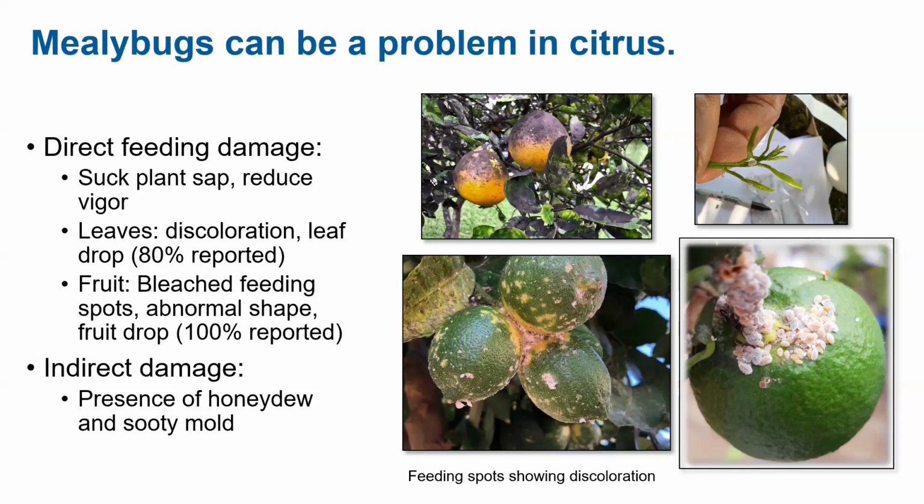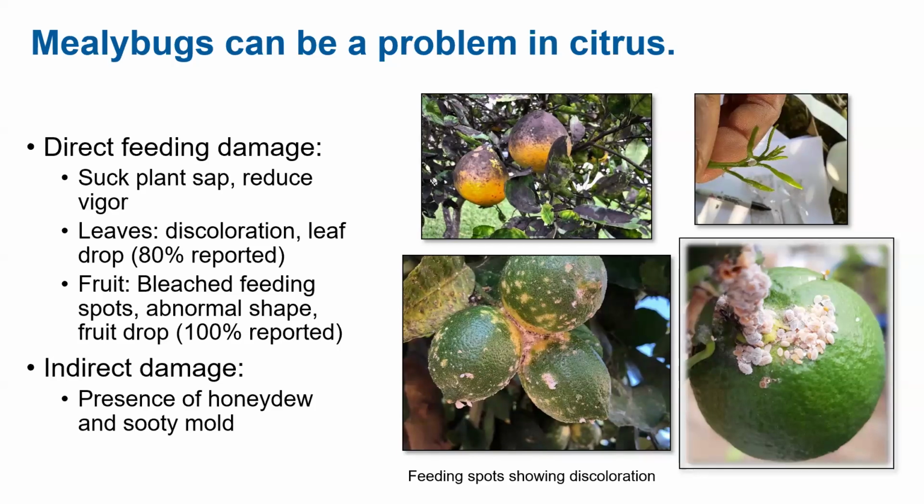They feed on all parts of the plant. They feed on leaves, twigs, branches, fruit, etc. On leaves, their feeding can cause discoloration, bleaching spots, and leaf drop; up to 80% has been reported in some countries. On fruit, their feeding would cause bleached spots, as you can see on the photo for lemon here. And their feeding can also cause abnormal shapes in fruit, especially in mandarin and easy peel varieties. And if they're feeding on the peduncle, like the photo that you see on the right side here, it can lead to fruit drop. Up to 100% fruit drop has been reported where mealybugs are not managed.